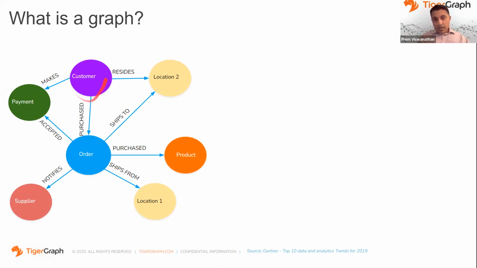So you have this idea of a node, which is a person, a place, or a thing. And you have relationships between those nodes, right? So customer, location 2. Those are two nodes. What's the relationship between them? Well, customer resides in location 2, right? So it's a very intuitive, natural way of representing the data, fundamentally very different from the tables and rows and columns that we talked about before.